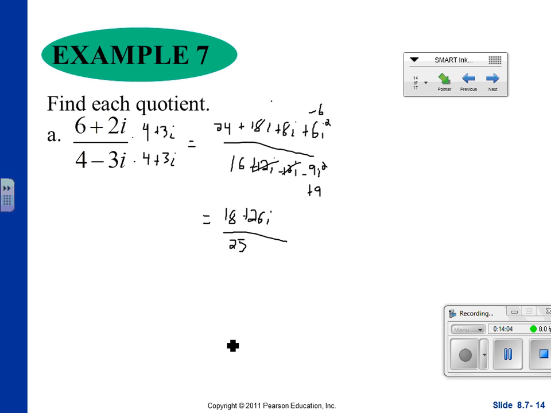Now typically when we write this, they'll write it out as a division problem so that you divide both top numbers by the bottom number. So you end up with 18 over 25 minus 26 over 25i. So then you can see very clearly, this is your imaginary part, this is the real part. This is how they usually write your answers with imaginary numbers.